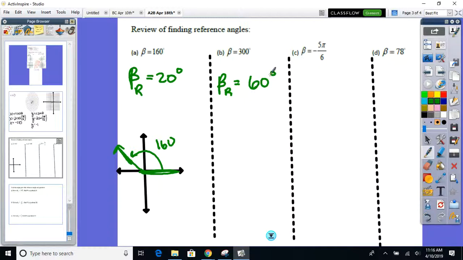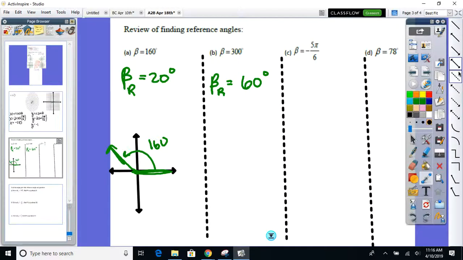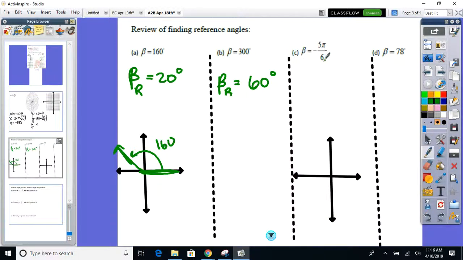All right, smart ones. Negative 5 pi over 6. Real quick. Doesn't hurt to throw up a little diagram. Remember, what's pi over 6? 30 times negative 5. Negative 150. Where am I? Negative 150. I'm in quadrant 3.